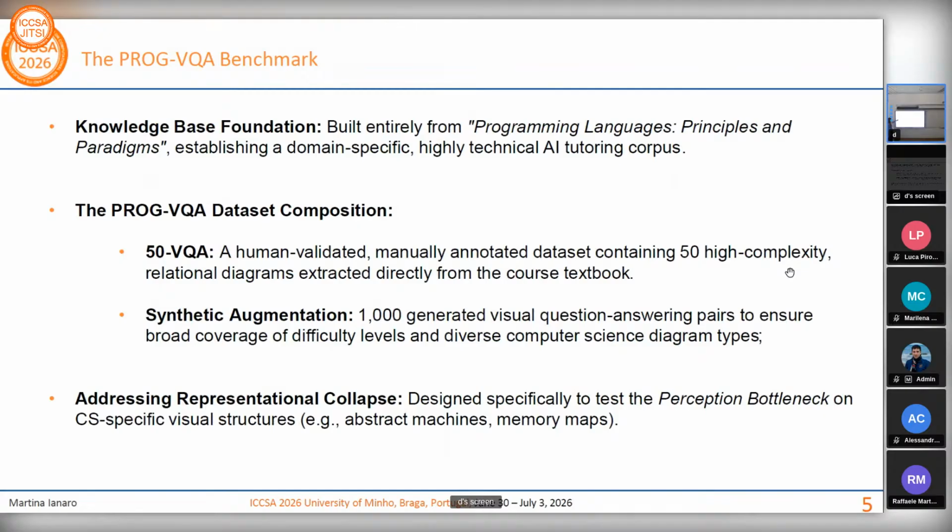There are actually two benchmarks at the same time. The first one is a subset of 15 items of visual question answering, and it is human validated. The second one is 1,000 items generated from the data of this book. So at the end, the idea is that we created these two different benchmarks just to test the perception bottleneck on computer science specific visual structures.